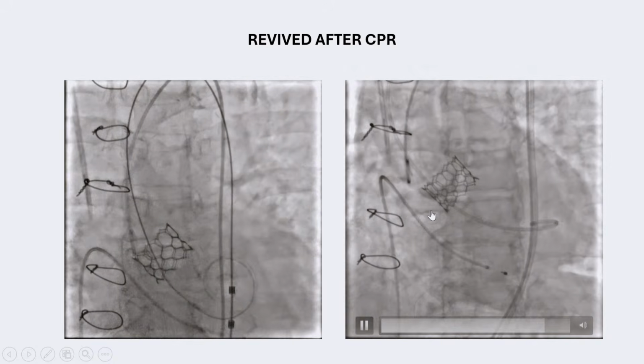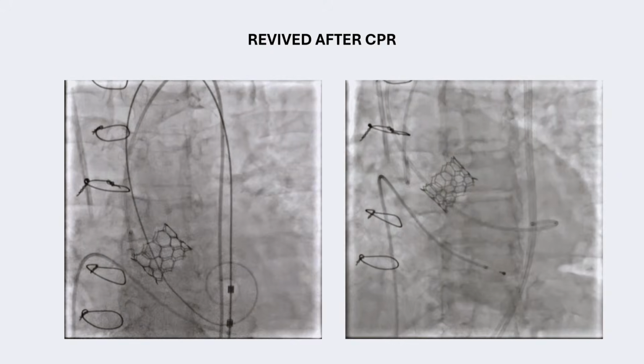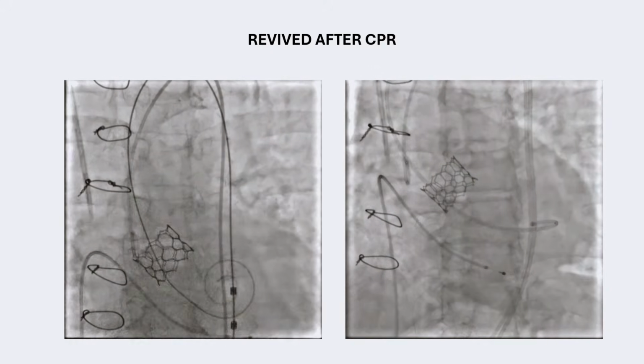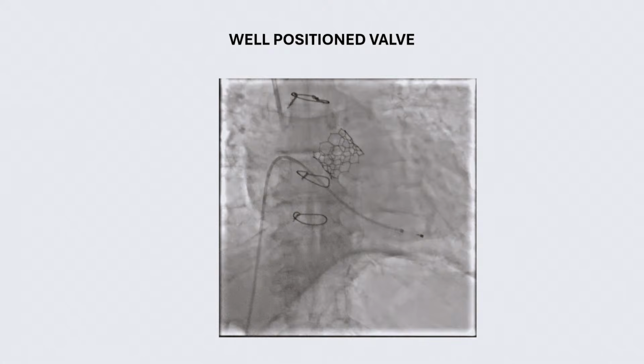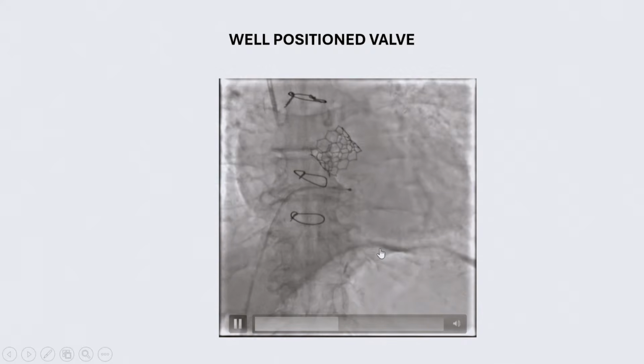And that is the nicely sitting valve there. There is no major paravalvular leak. The central air we can see is because of the catheter, and then this is the end of the procedure. The valve is sitting nicely. The patient is stabilized, and that is how we complete the procedure.